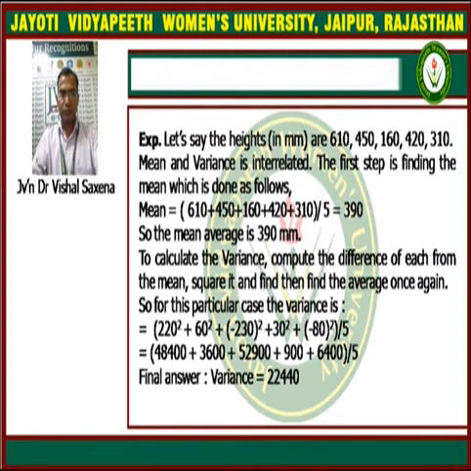So these are the deviations, and now we have to apply the formula. The formula for the variance is summation of xi minus x bar whole square upon n. N is 5, and xi minus x bar is the deviation. We have already found it, and now we have to take their summation. So 220 square plus 60 square plus minus 230 square plus 30 square plus minus 80 square. This is summation of xi minus x bar whole square, and upon 5, that is n.